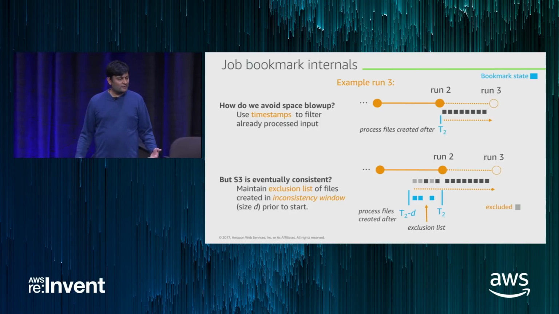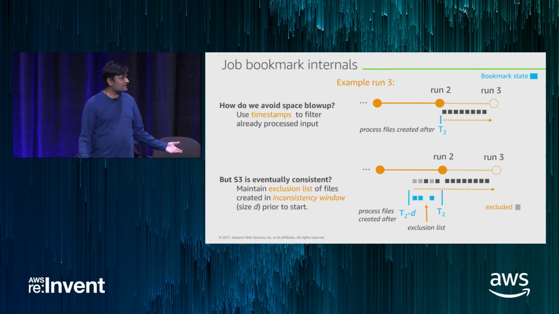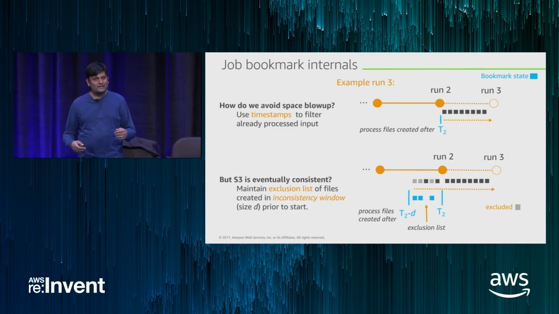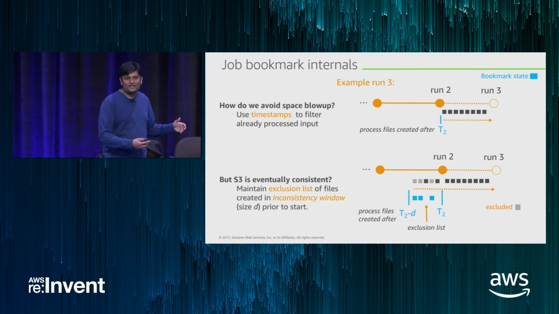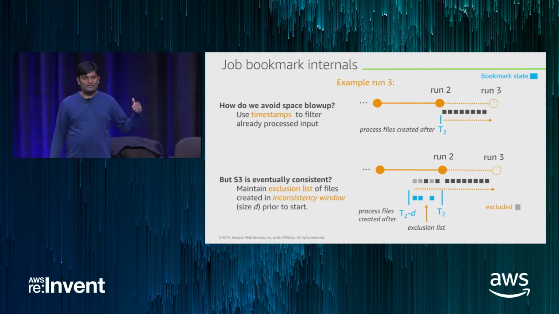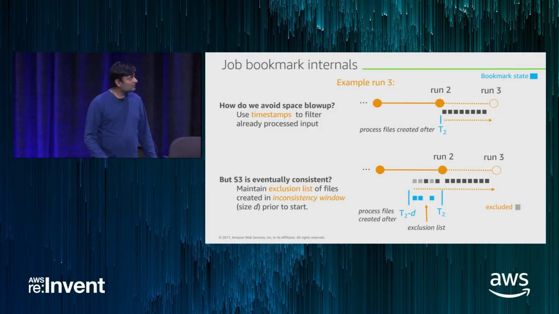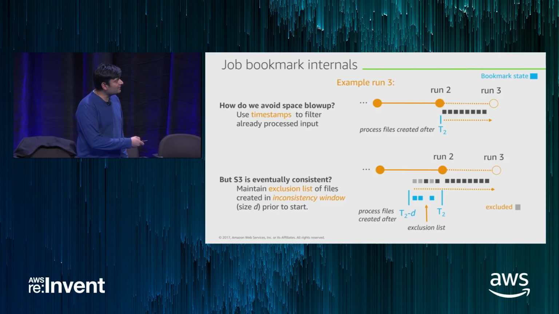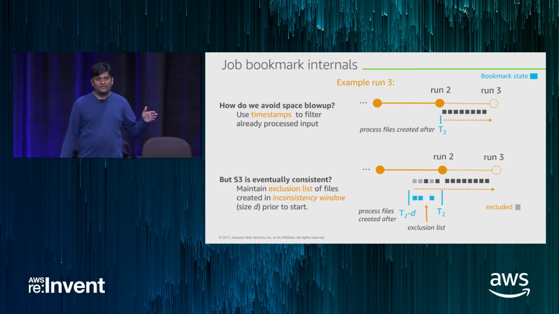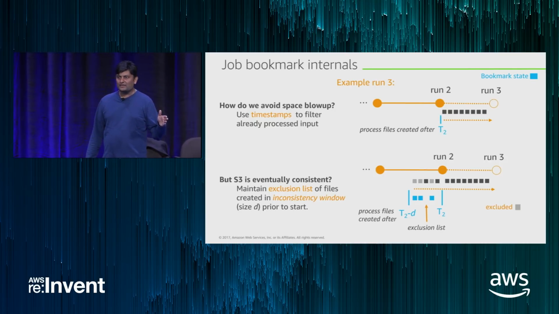But it doesn't work every once in a while when S3 becomes an eventually consistent system, because you can actually have files appear in the next run that you didn't see in the previous run, even though their timestamps are older than when the previous run started. So what we do to deal with this inconsistency is we keep track of all the files that we saw in an inconsistency window right before the previous run listed all those files. Right? We keep a small delta, and that's configurable.